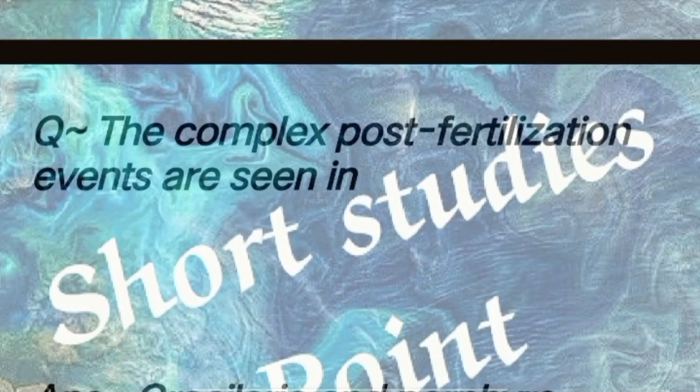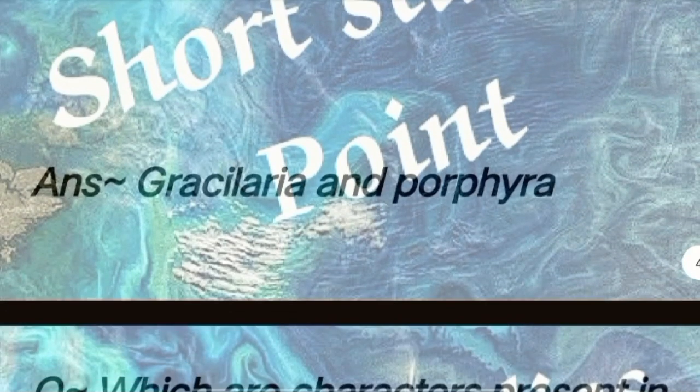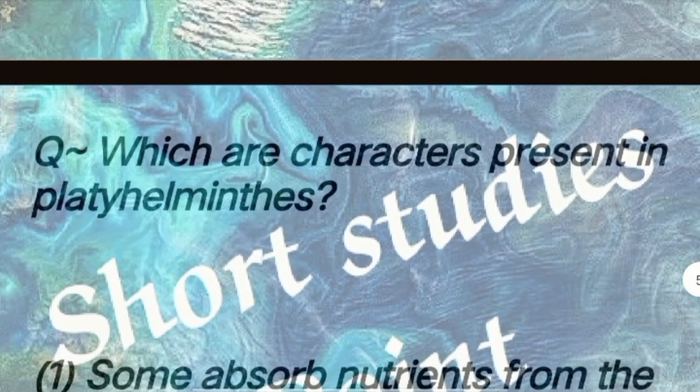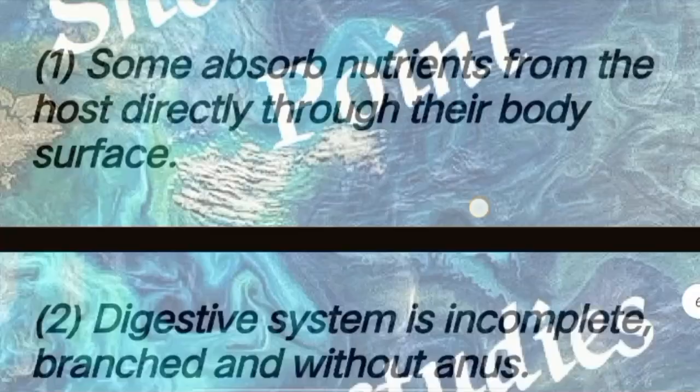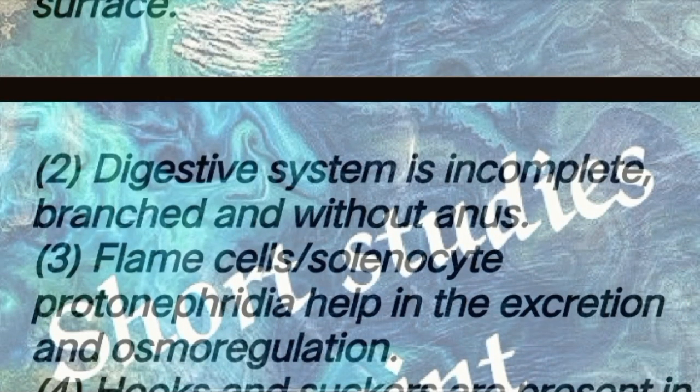Next question, the complex post-fertilization events are seen in, answer, Gracilaria and Porphyra. Next question, which are characters present in platyhelminthes? Point 1, some absorb nutrients from the host directly through their body surface. And point 2, digestive system is incomplete, branched and without anus.